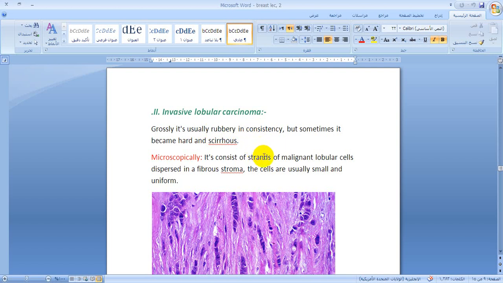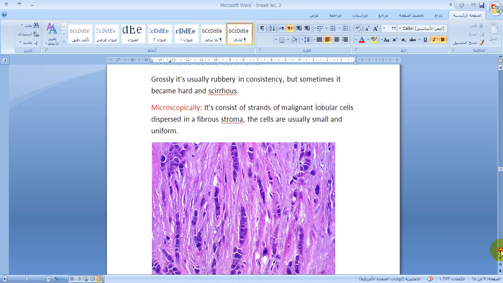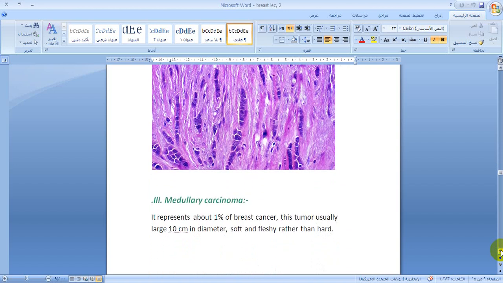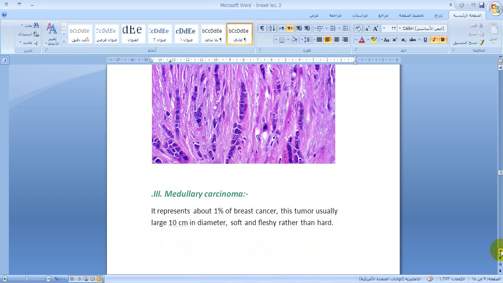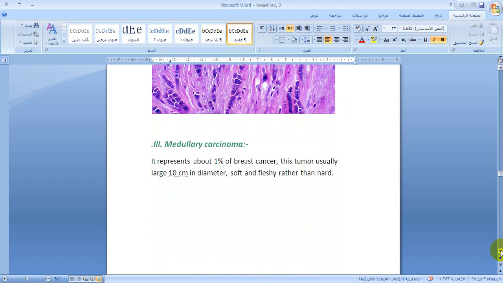Macroscopically شلون نشوفها؟ consist of خطوط of malignant cell. هاي المالجنانت هاي الخطوط of malignant cell. هذا خط، هاي الخط الثاني عارفين malignant cell. This malignant cell is small and uniform. هاي invasive lobular carcinoma. It consists of malignant lobular cell dispersed within the fibrous stroma, usually small and uniform.